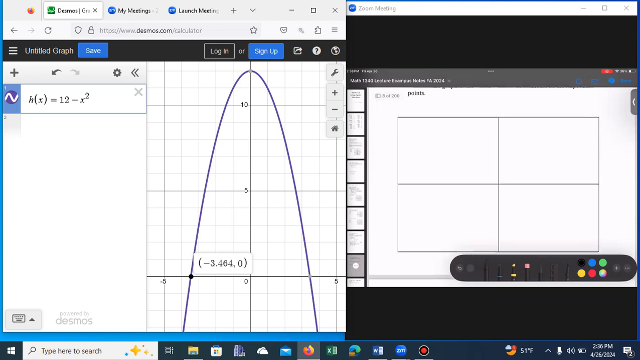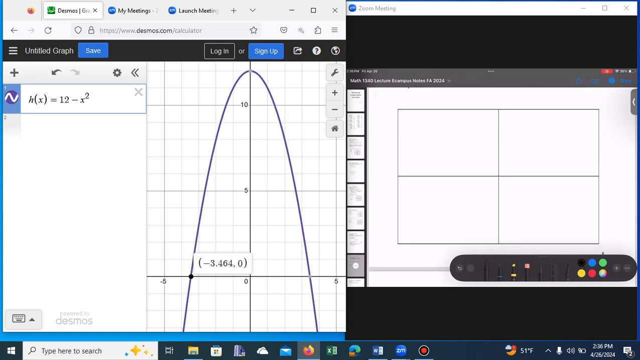So that's this. And the intercepts here, we have negative 3.4640 and 3.464. Now, these aren't exact answers. The exact answer would be square root of 12. These are rounded.